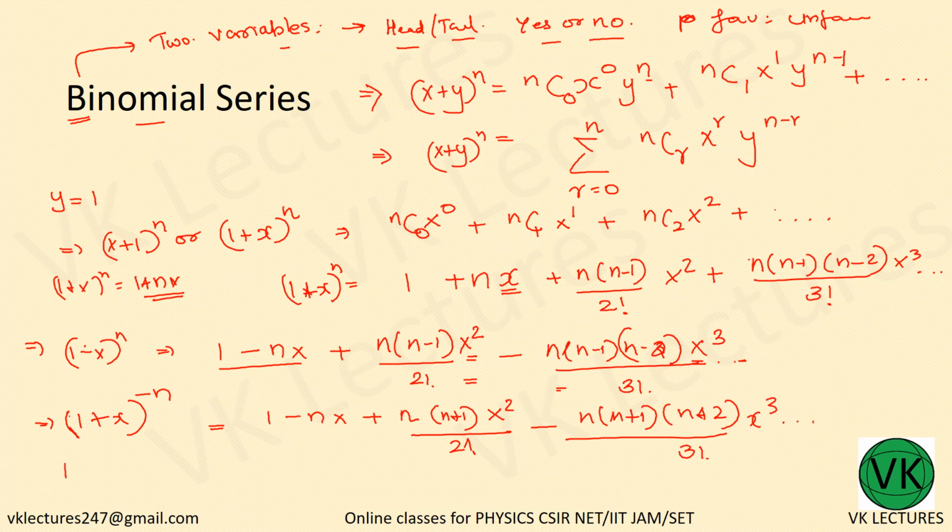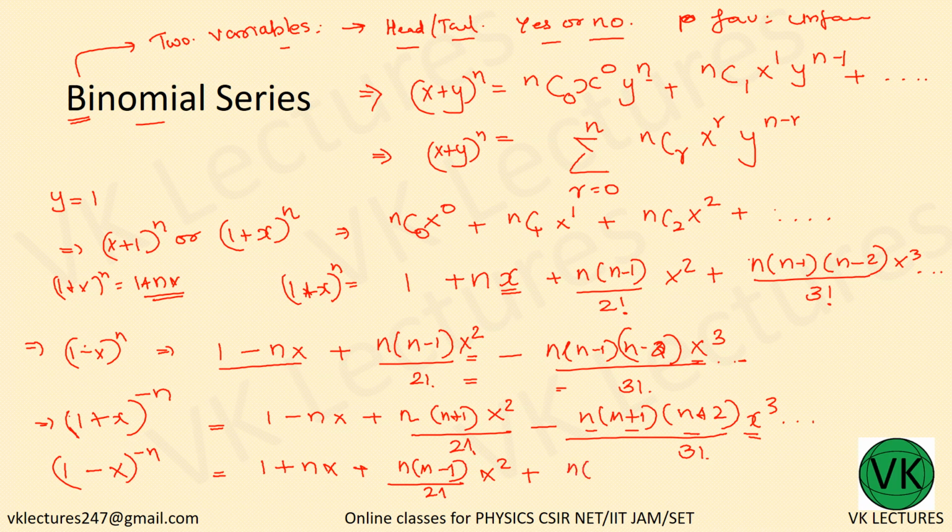One more thing you can write: 1 minus x whole to the power minus n. Again this is 1 plus nx plus n into n minus 1 by 2 factorial and the x square term as it is. Again there will be plus, because here 1 minus will come and the 3 terms each one contributing to minus 1. So 3 plus 1, 4 times minus, that is again plus.